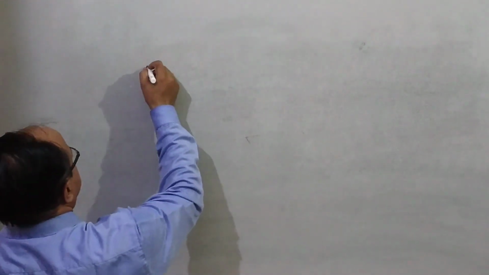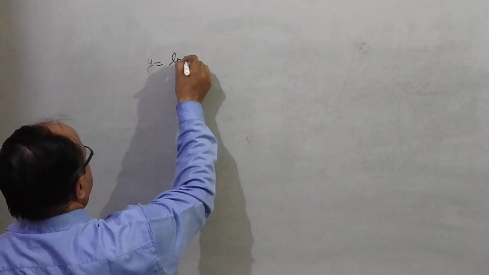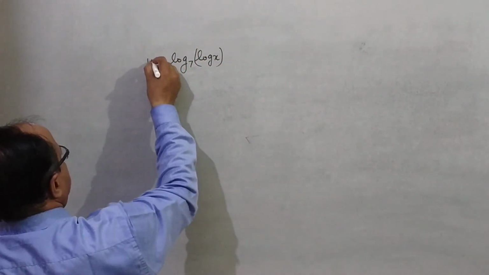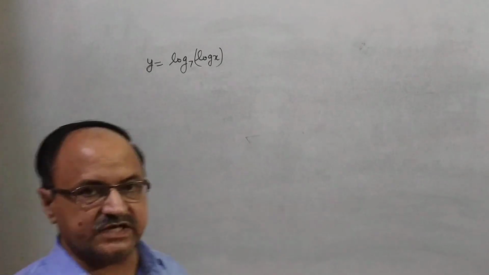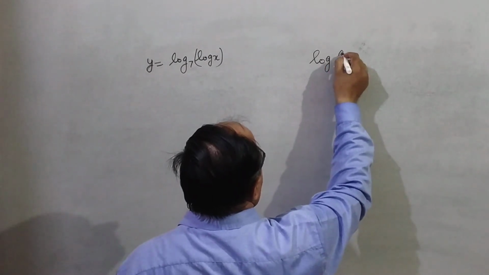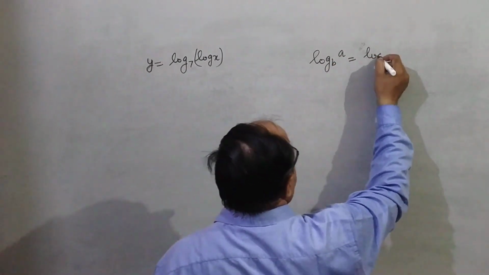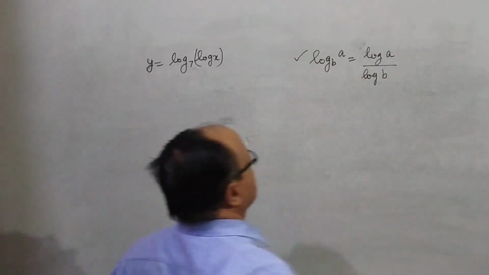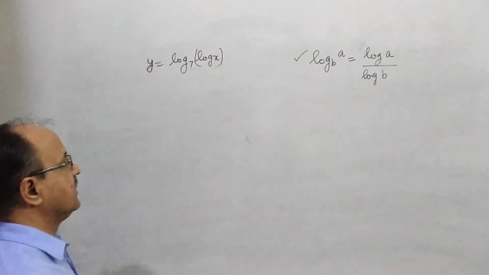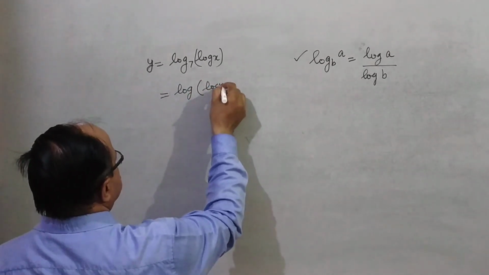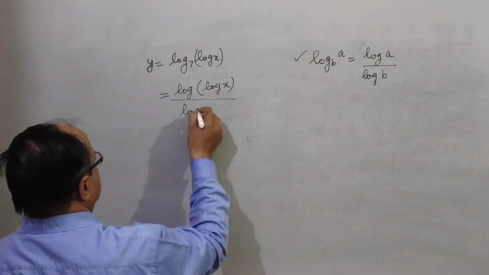Now can you solve one more question? y is equal to log x to the base 7. Base change formula, you know: log of a to the base b you can write as log of a divided by log of b. This is the base change formula, correct? We apply this formula here. You can write log x divided by log 7.